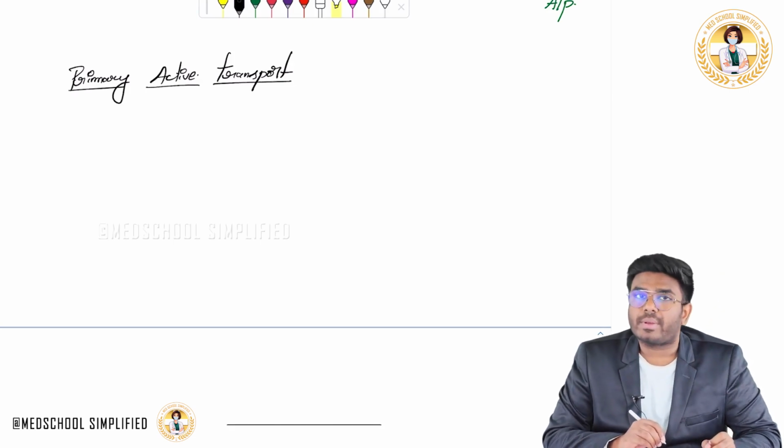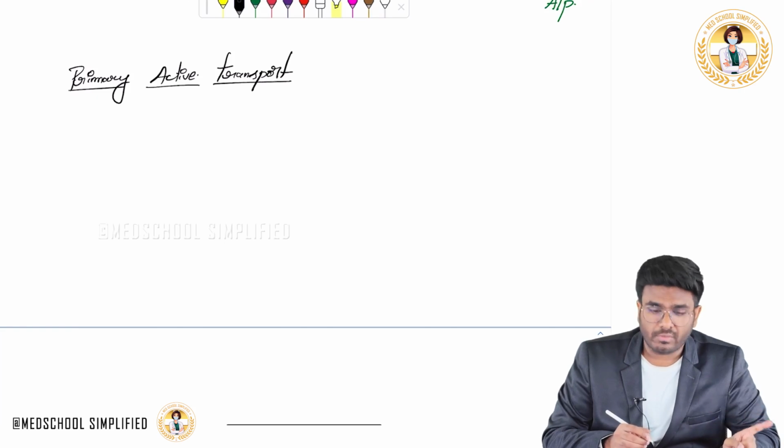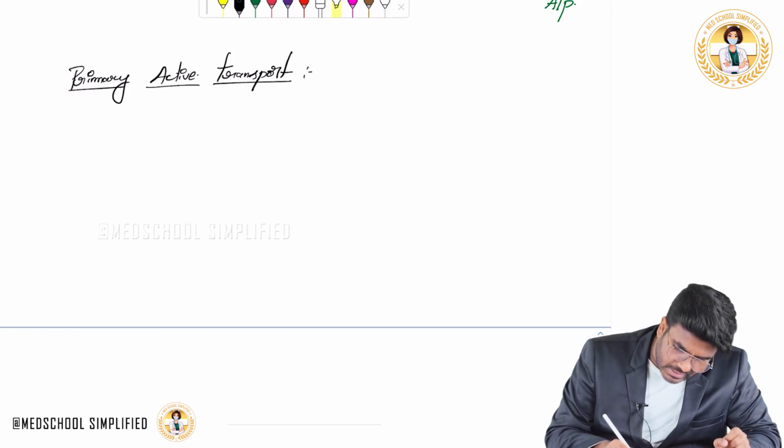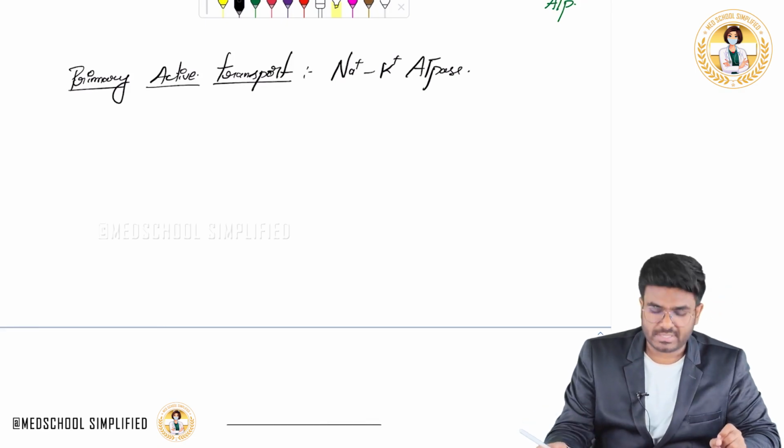What are the examples of primary active transport? Direct use of energy, direct use of ATP. If you ask me for examples of primary active transport, the number one example is sodium-potassium ATPase.